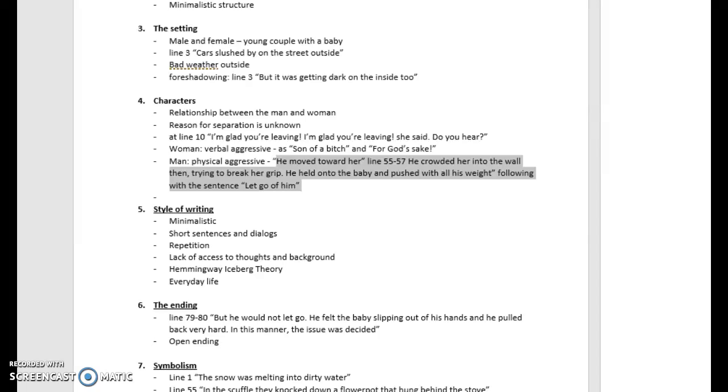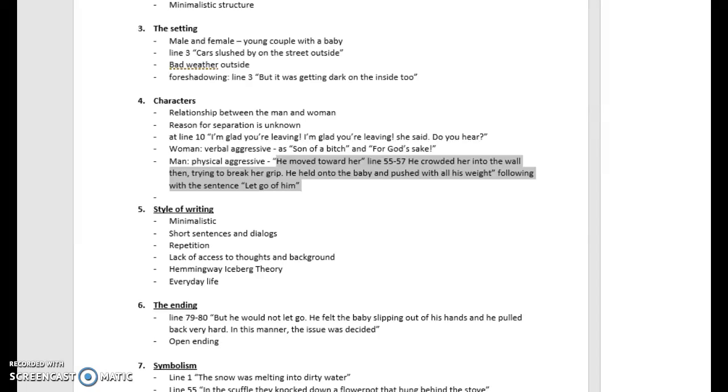"He crowded her into the wall, then trying to break her grip, he held on to the baby and pushed with all his weight," following with the sentence, "Let go of him." So he's really, really eager to get a hold on this baby. He doesn't think about the woman. He doesn't think that the baby might get hurt from doing this. He just wants the baby.